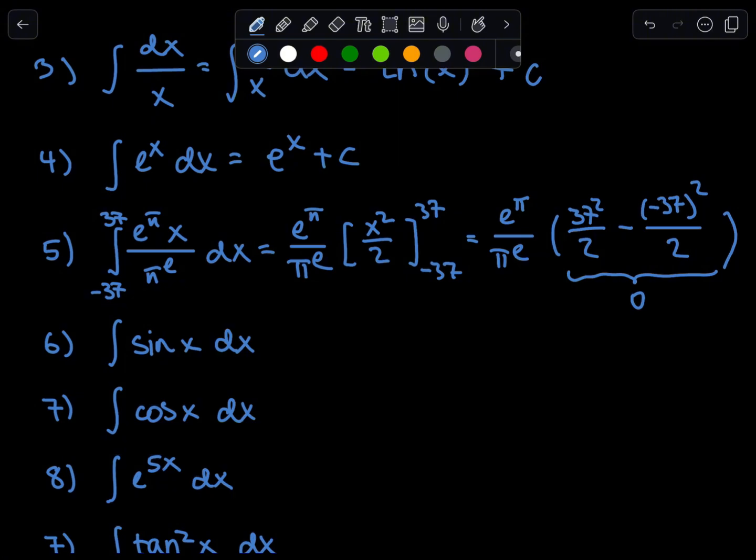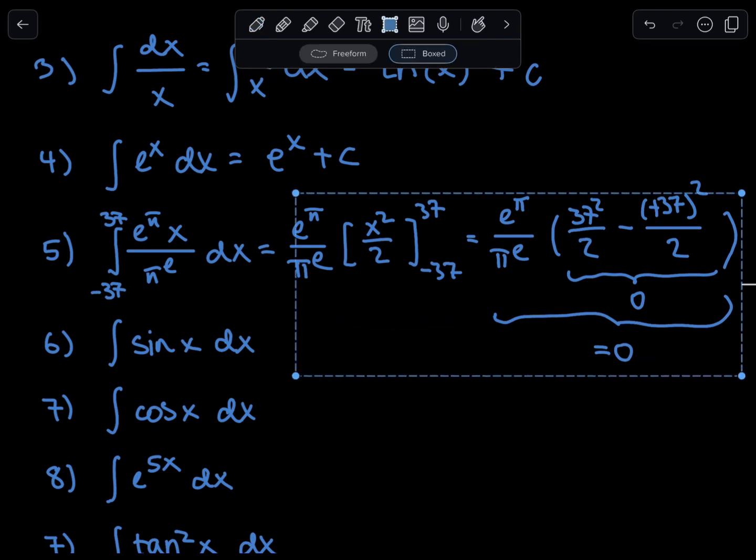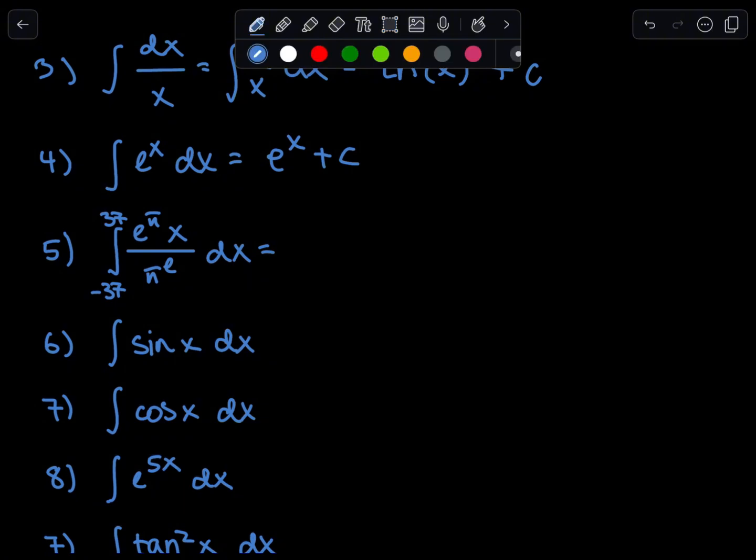We can remove this minus since it's squared. And then it's just one number minus itself, which is going to be 0. And since we're multiplying this constant by 0, the whole thing is also just equal to 0. So this is the more formal way of explaining why the value of this integral is 0, if you don't want to use a drawing.